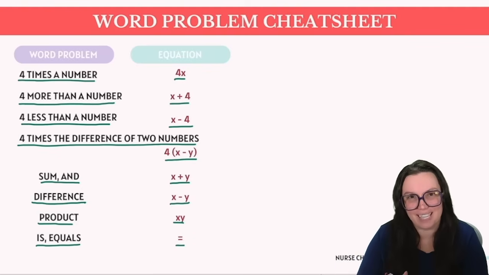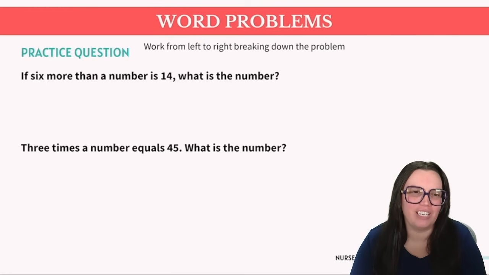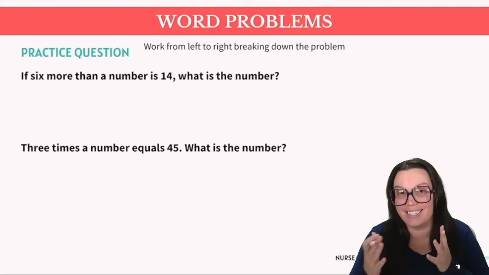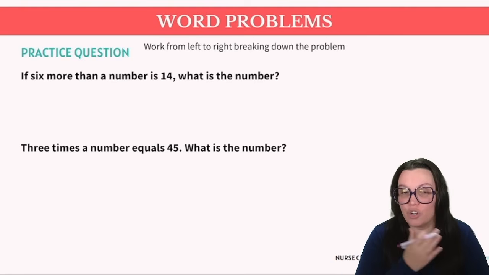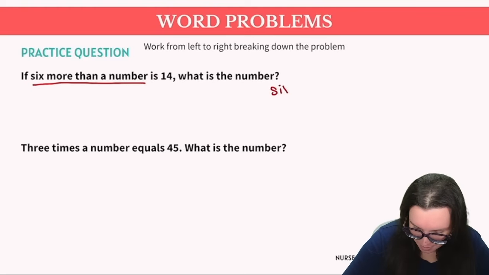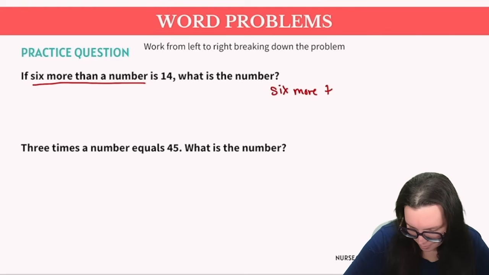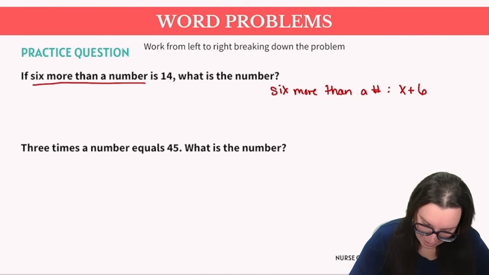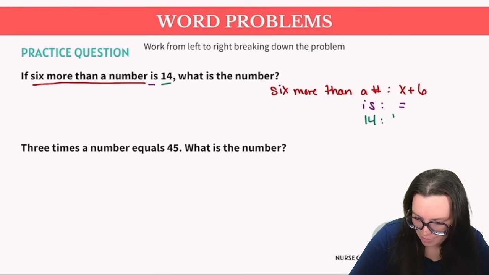Let's take a look at some examples. So our first practice question is, if 6 more than a number is 14, what is the number? So let's break this down, starting from left, working our way to the right. So 6 more than a number is x plus 6. Then we have the word is. Is is, of course, just a fancy way of saying our equal sign. And then lastly, we have 14. And of course, 14 is going to be 14.